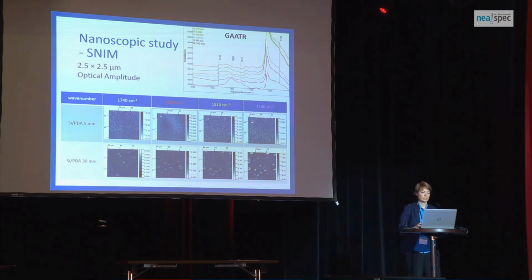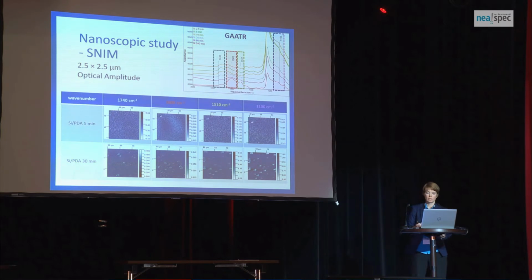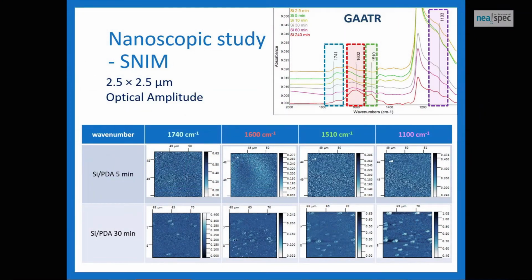The wave number for the scanning near field imaging was based on a signal from grazing angle ATR. That means that we focused on bands characteristic for the various intermediates. Moreover, we tried to study the signal at 1100, where there is minimal signal of PDA, but in this case, there is high signal of the silicon surface.